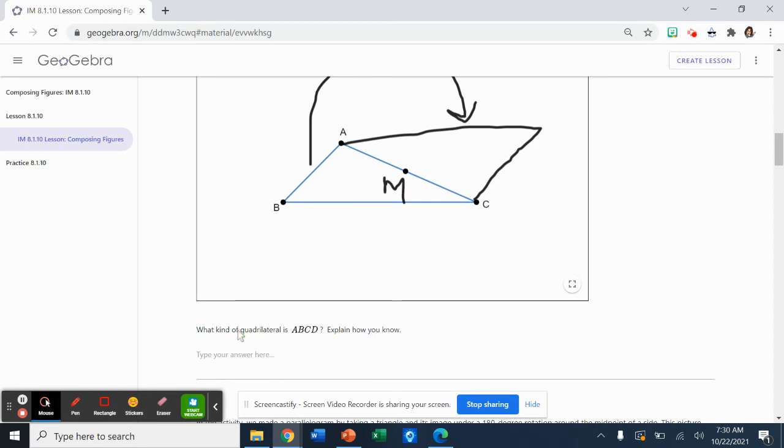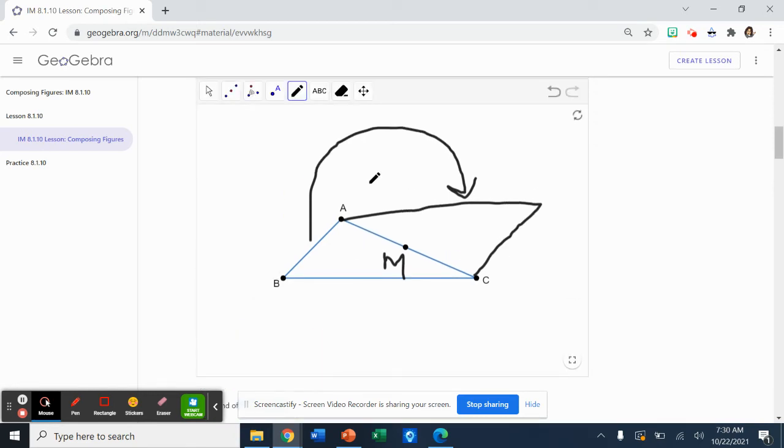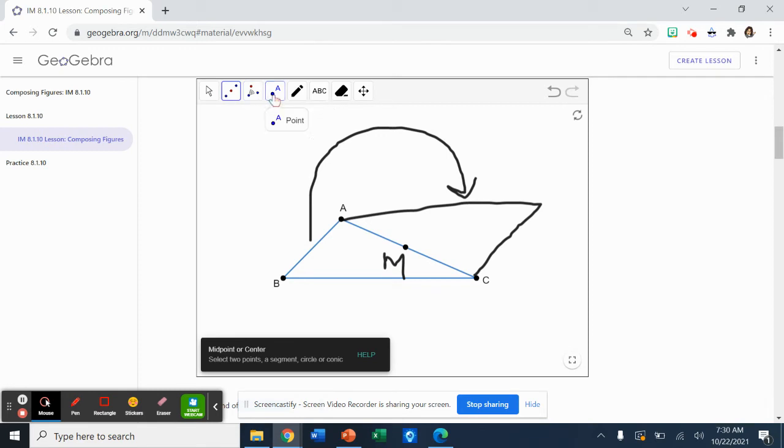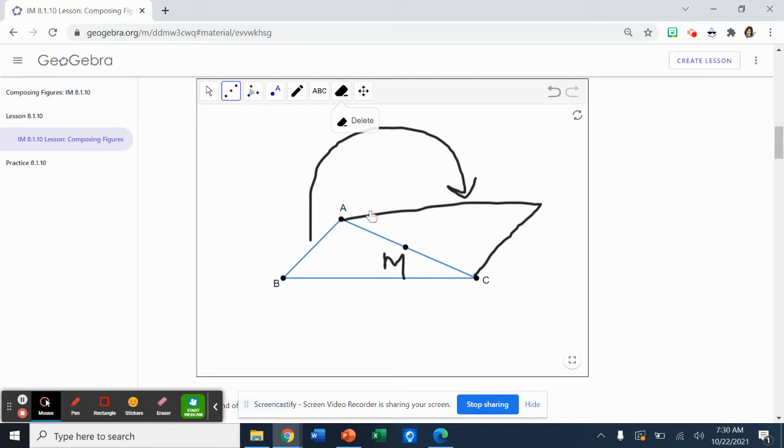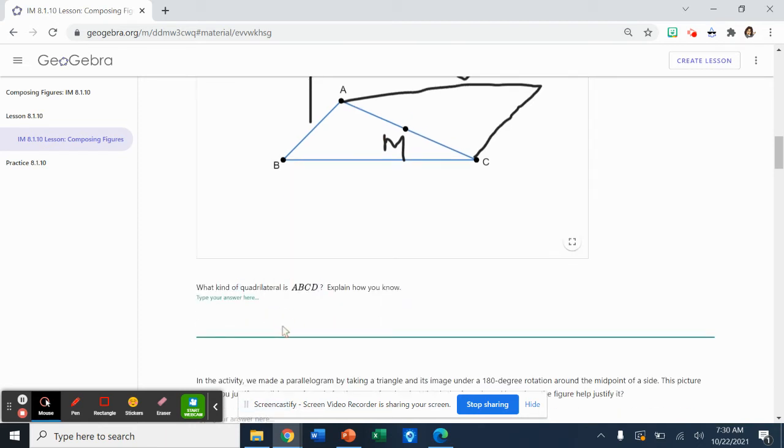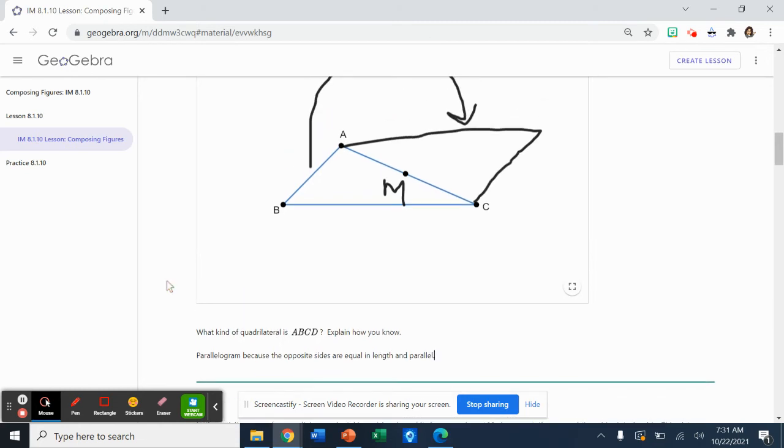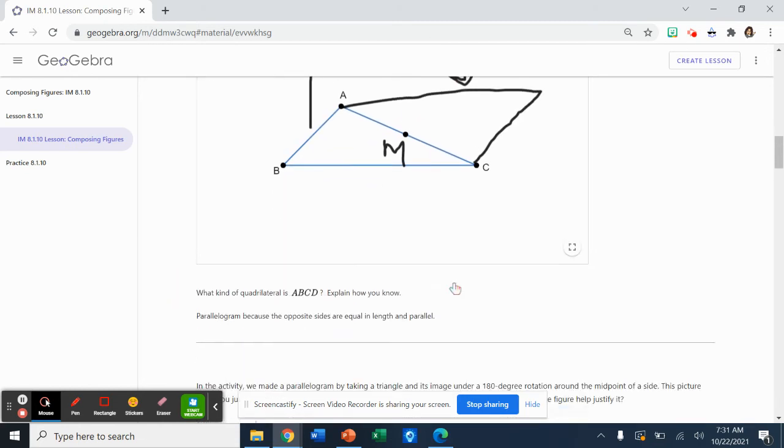What is the new shape? What kind of quadrilateral is it? Now, it's a little bit hard to tell because the drawing isn't perfect, and I don't have line tools here either. But imagine that this is a perfectly straight line, and you just reformulated the triangle. What shape does this create? Ideally, if our rotation had happened correctly, this would create a parallelogram. And we know that because the opposite sides are equal in length and they're also parallel. So we know that quadrilateral ABC is a parallelogram.